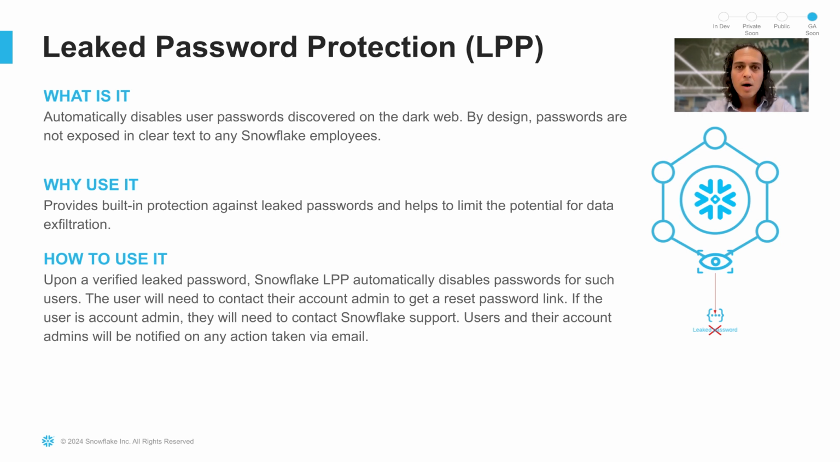The way it works is that upon a verified leaked password, LPP would automatically disable the password for that user. Upon the next login, the user will be instructed to contact their account admin. The account admin then has to create a reset password link for that user to grant them access. If the affected user is an account admin, this actually triggers a much more complicated incident response situation within Snowflake, and the user may also have to contact Snowflake support to get unblocked.